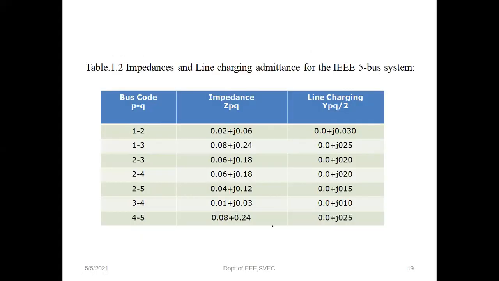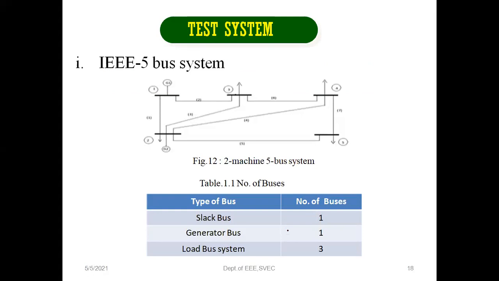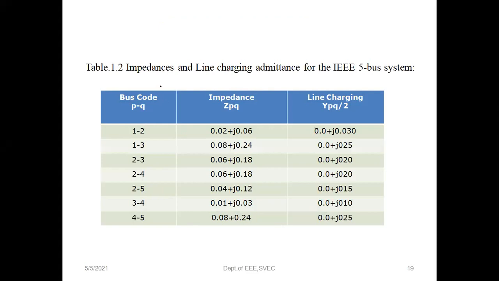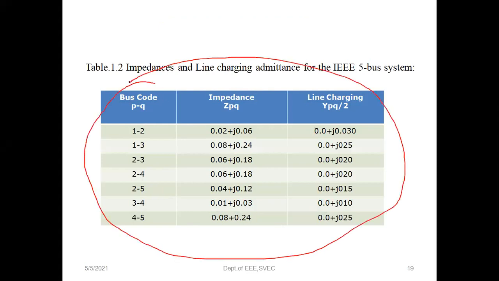Very good. Can I take this as the number of lines? You see how many lines: 1, 2, 3, 4, 5, 6, 7. 7 lines. So I need all 7 lines' data, that is series impedance and half line charging admittance. Is it right? So can I take this as data? Yes, sir.